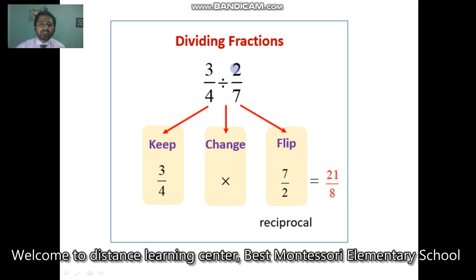It's very easy. Let's take an example: 3 by 4 divided by 2 by 7. The first fraction, keep as it is, 3 by 4. Change division to multiplication. Then change the divisor 2 by 7. Flip it, write the reciprocal. That means change the position of numerator and denominator. Instead of 2 by 7 we write 7 by 2. Now multiplication: 3 7s are 21, 4 2s are 8.